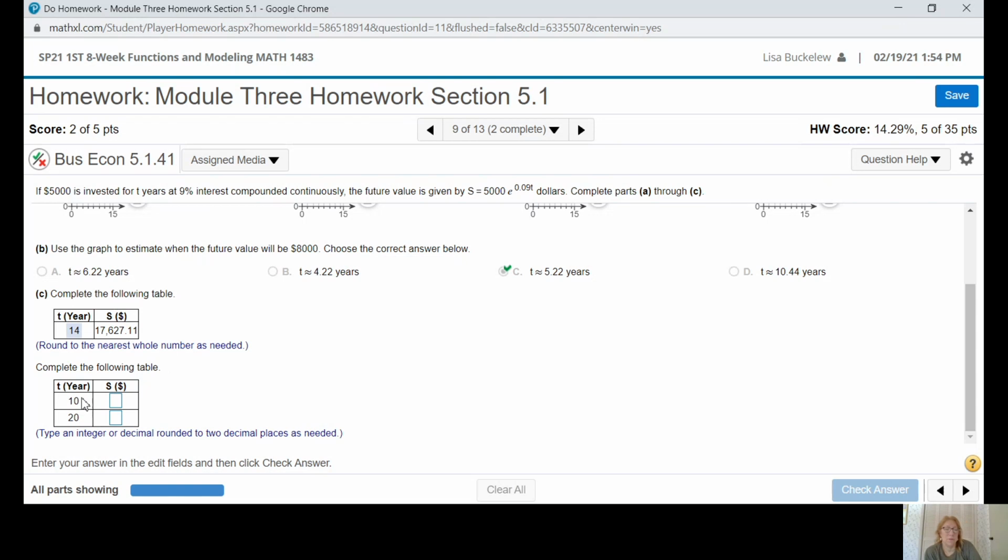And then here they're giving you, this is the easy part. They're giving you 10 and 20. So you're just going to plug these numbers in for the x into the function like you have all semester. So there are a couple of ways to do that. So let me show you that, and then we'll be done.